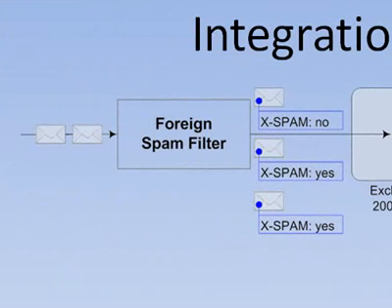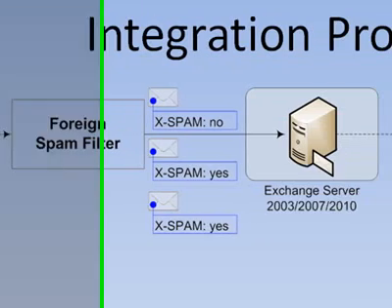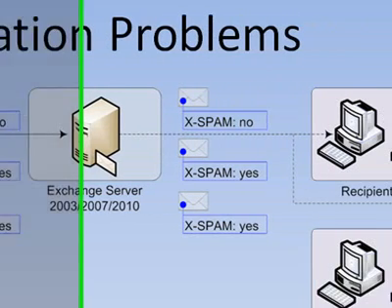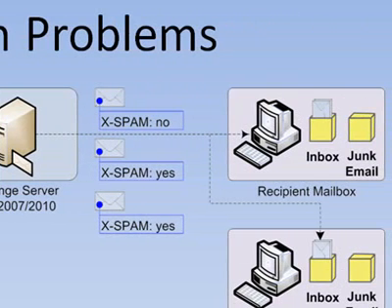Emails are first processed by the foreign spam filter. The filter identifies legitimate and spam emails and tags these with a custom header, or maybe by inserting some subject tag. The email is then forwarded to Exchange. Exchange is unable to interpret the tags, thus all emails end up in the user mailbox.